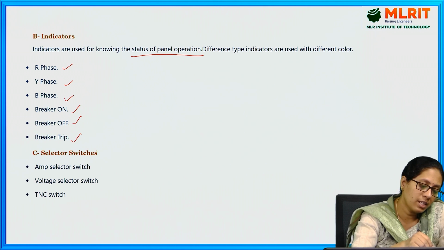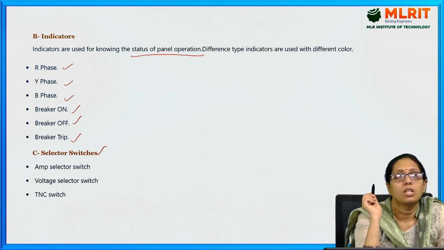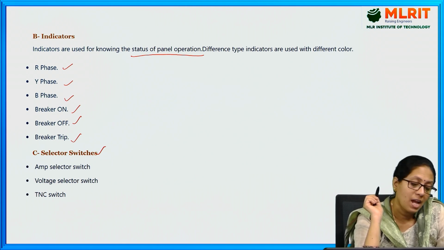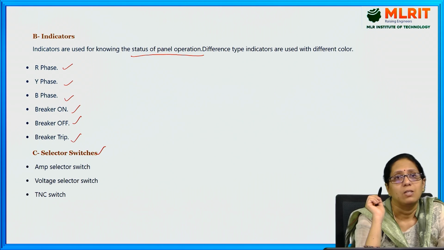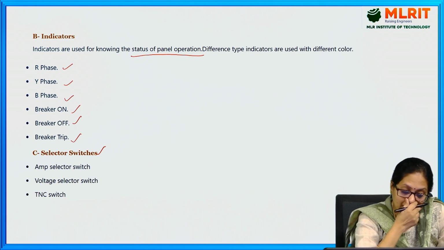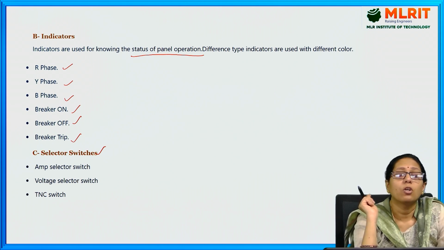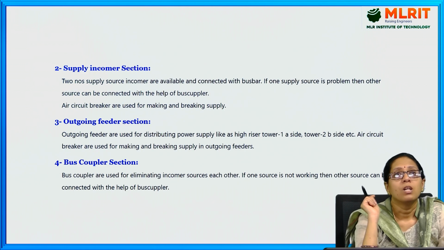The third one is selector switches, that is the ampere selection switch, the voltage selection switch and the TNC switch, for selecting the voltage or current or any other thing.